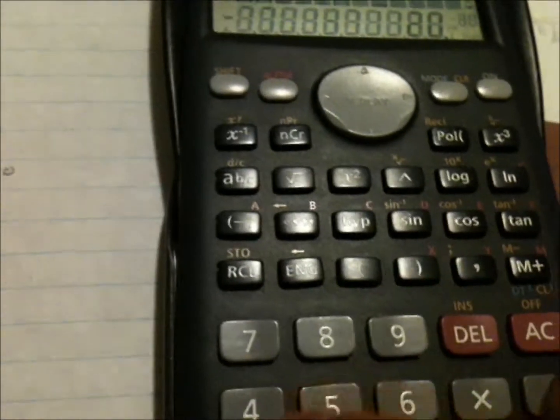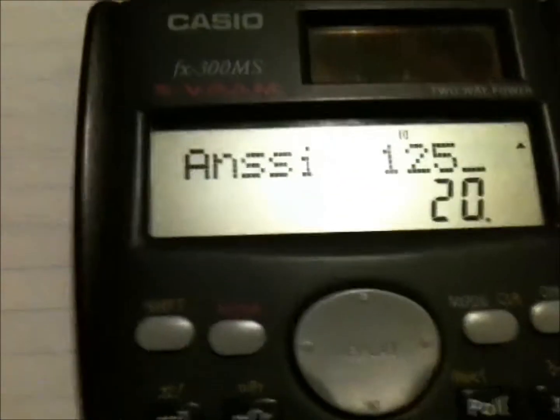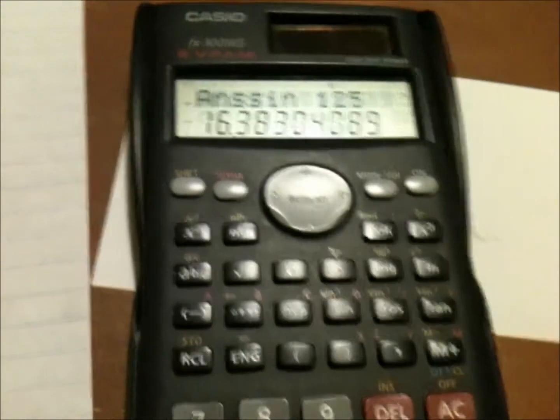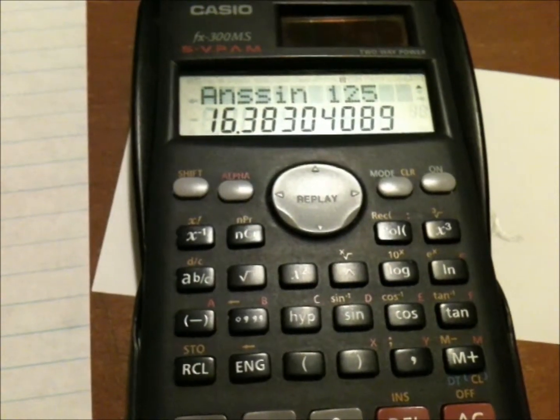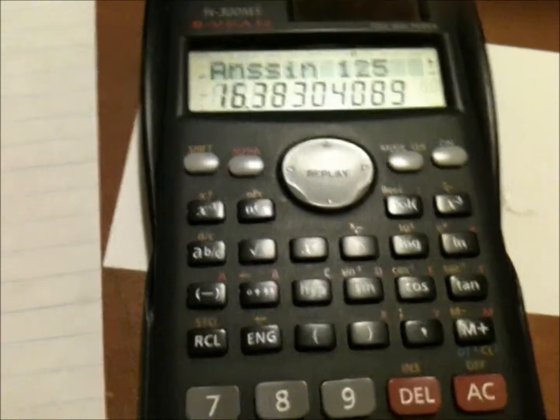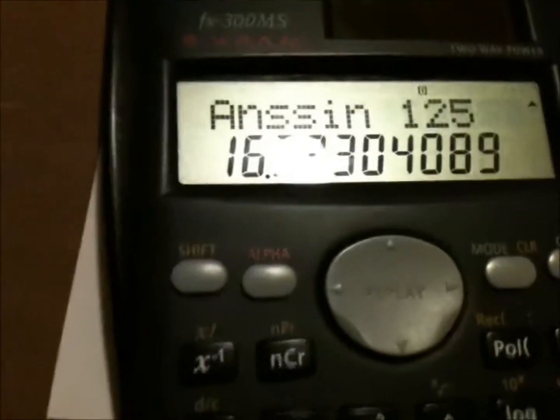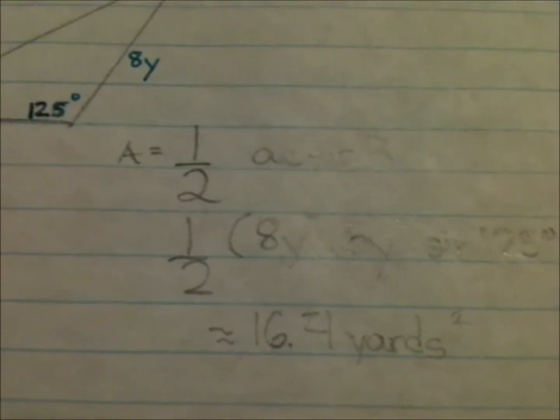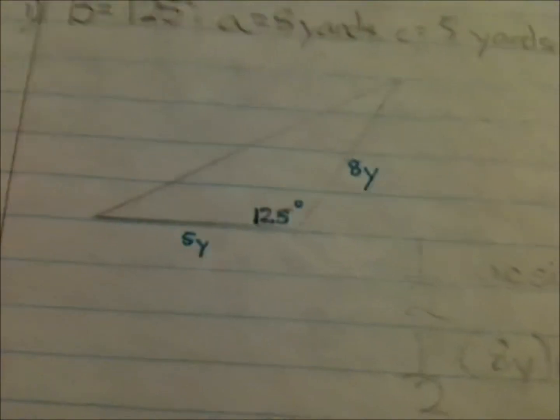So we just do that, sine of 125. Here it is. Okay, I hit the answer button. So here's our answer, and we always want to express our answer to the nearest tenth of a unit. So our answer is 16.4, since that 8 rounds to a 3, 2, or 4. And don't forget that we need to express this in the right terms, so it would be yards squared. And that is how we find the area of that triangle.